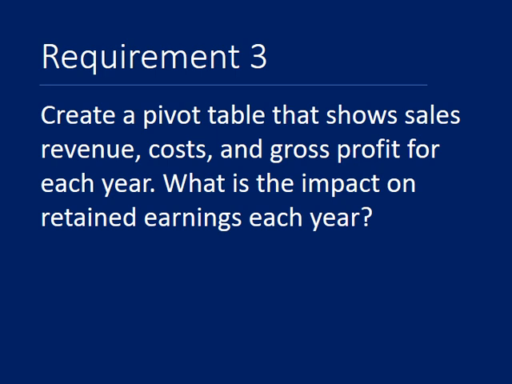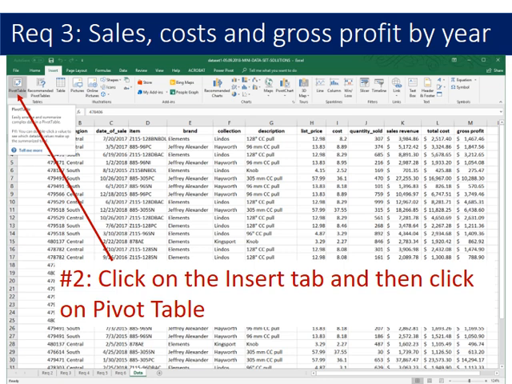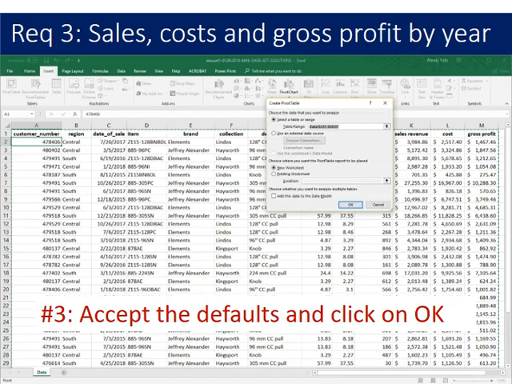Requirement 3 reads, create a pivot table that shows sales revenue, costs, and gross profit for each year. What is the impact on retained earnings each year? The first step is to click anywhere in the data worksheet. Click on the Insert tab and then click on Pivot Table. Next, accept the defaults and click on OK.